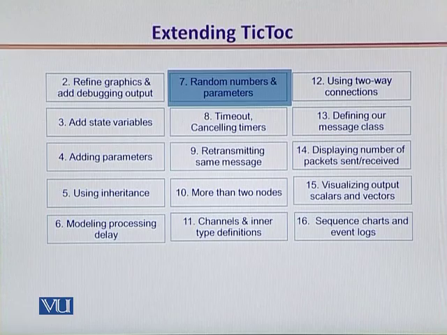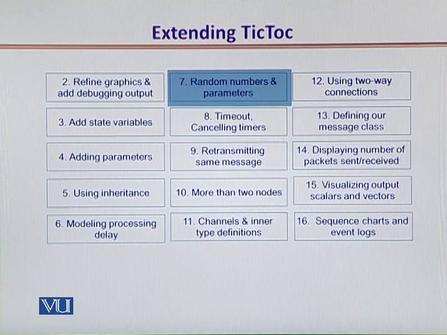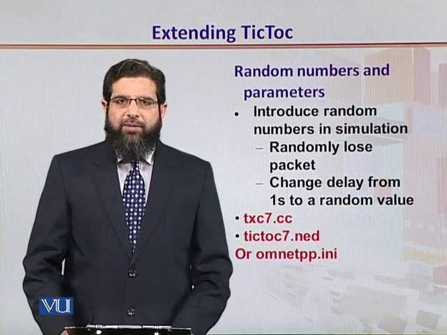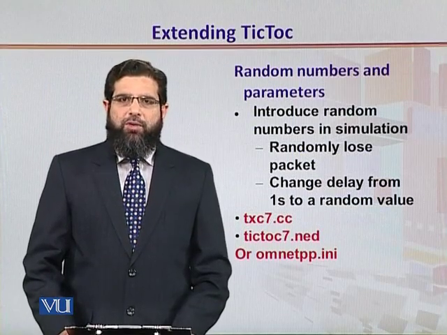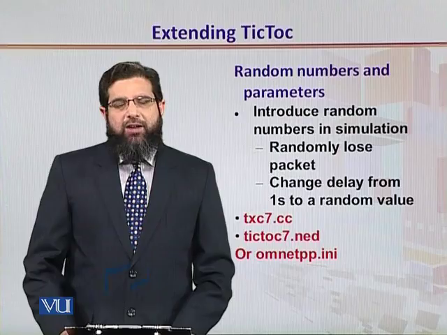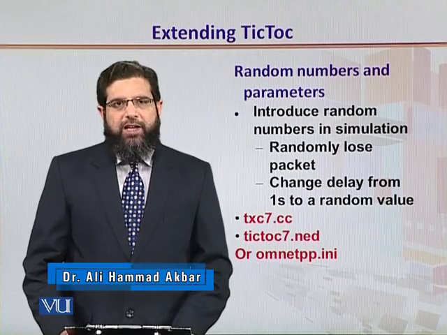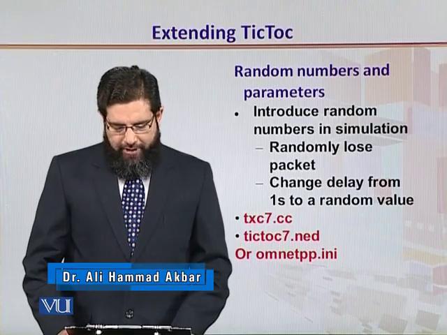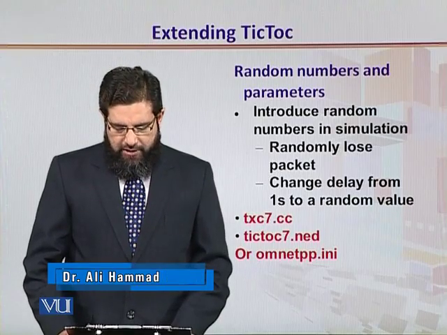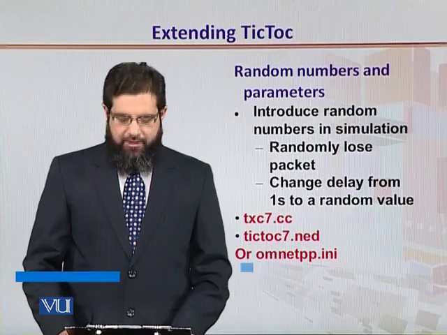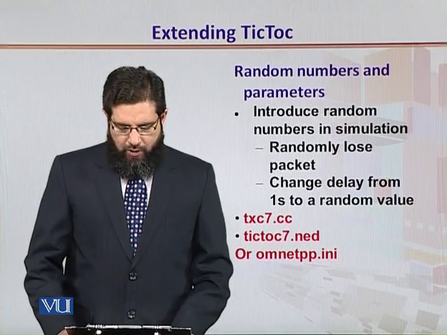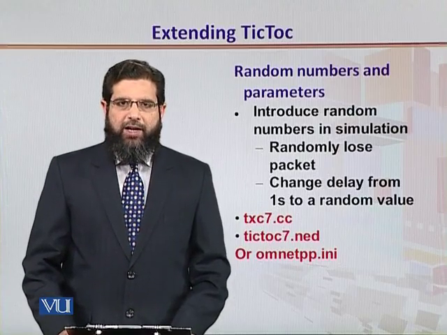In this particular module, we are going to introduce the usage of random numbers and parameters. Specifically, we are going to look at the usage of random numbers in randomly losing packets, and we are going to change the delay from 1 second to a random value. For this, these are the files: txc7.cc, ticktock7, and omnet.ini.